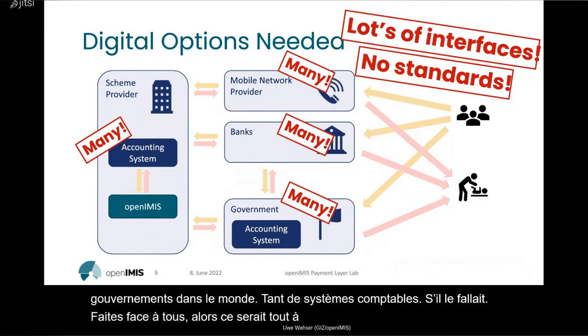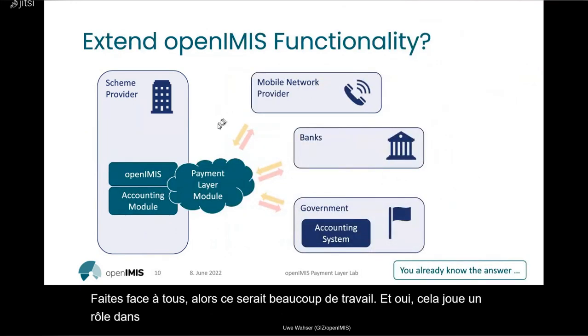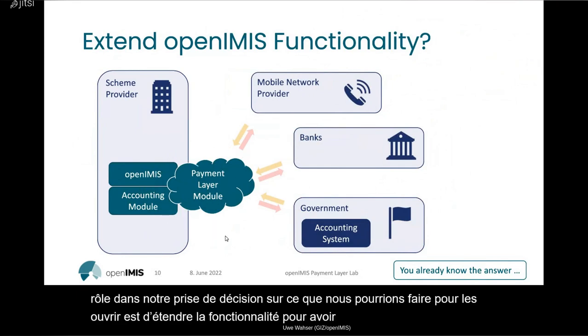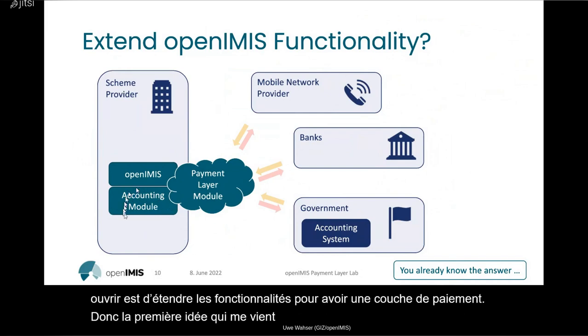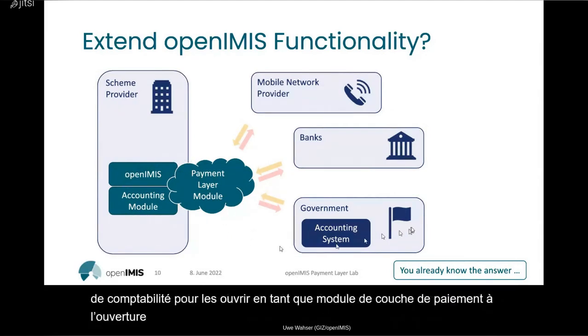And yes, that plays a role in our decision making about what we could do to openIMIS to extend functionality to have some payment layer. So the first idea that comes to mind is, of course, add an accounting module to openIMIS, add a payment layer module to openIMIS, and then have that functionality as a package in openIMIS.